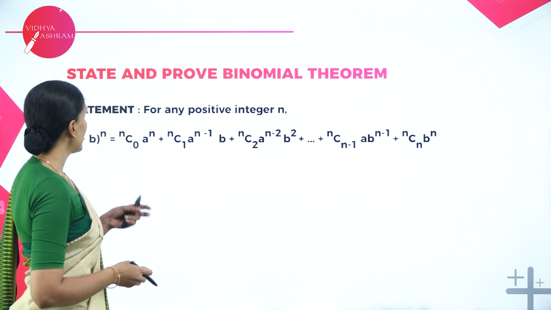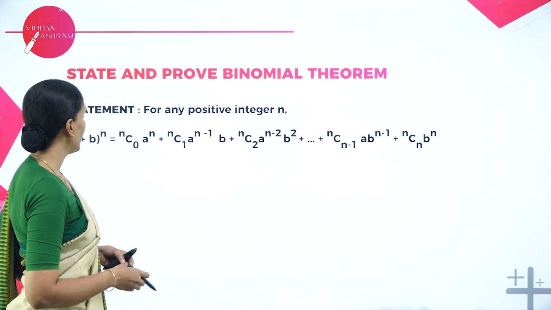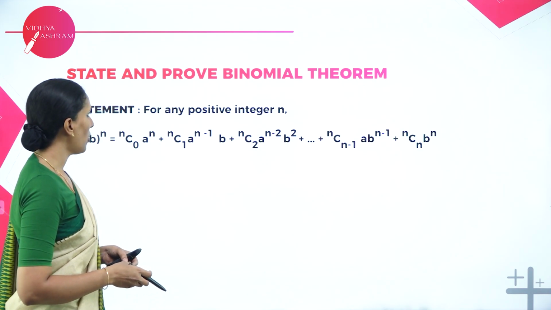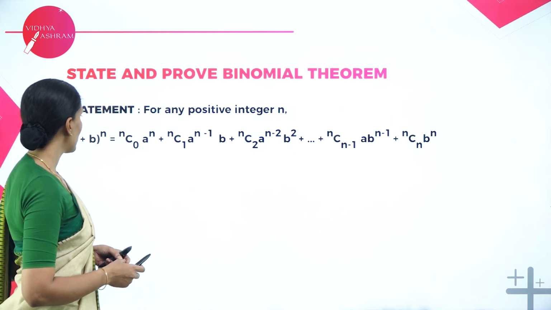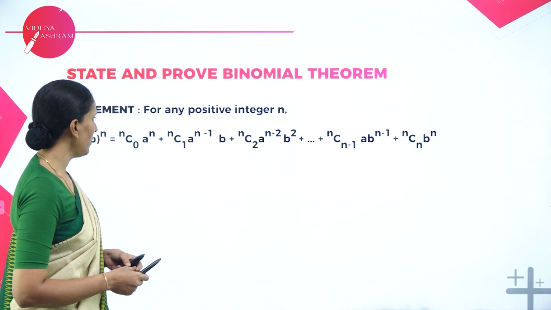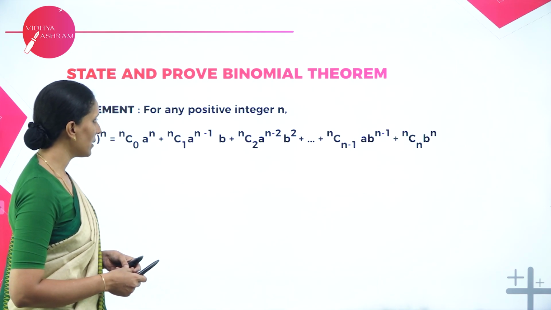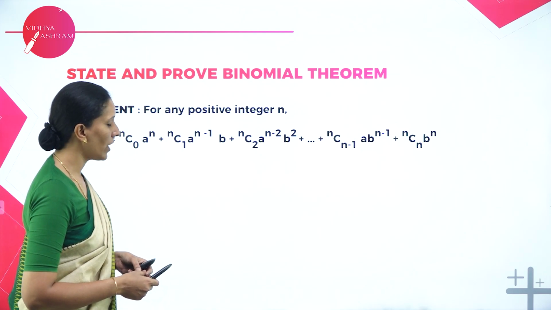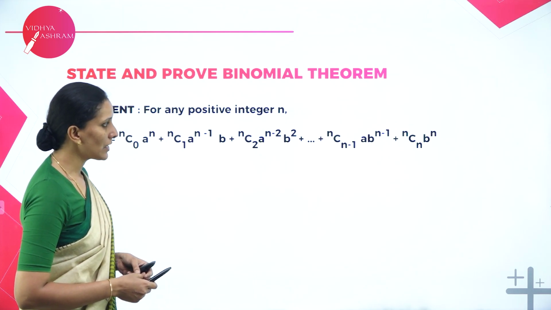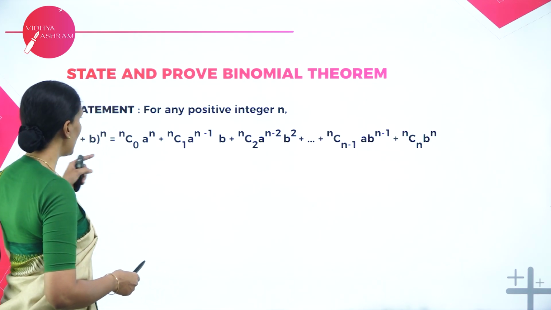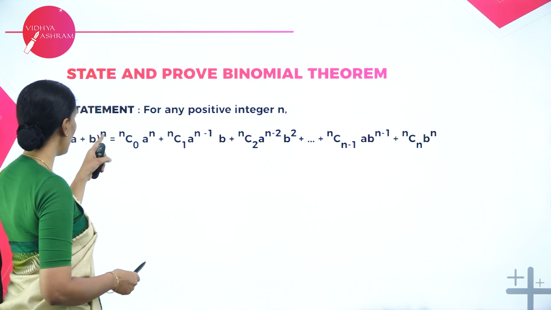Now let us see the statement of the binomial theorem. We have to state and prove the binomial theorem. For any positive integer n, (a plus b) whole to the power n is equal to nC0 a power n, plus nC1 a power n minus 1 b, plus nC2 a to the power n minus 2 b square, and so on, plus nC(n minus 1) a b to the power n minus 1, and the last term is nCn b power n. So you can clearly see the expansion of (a plus b) whole power n.